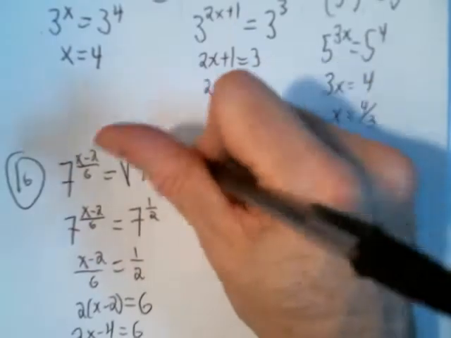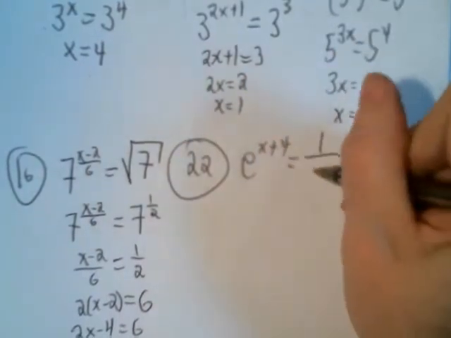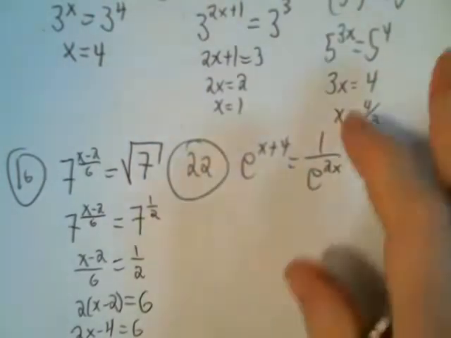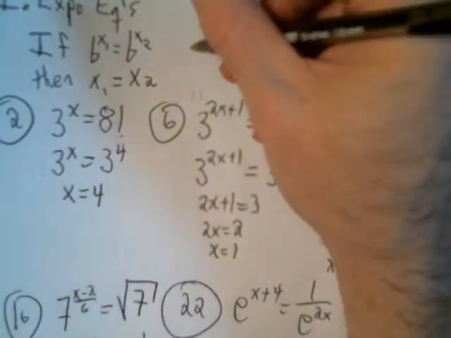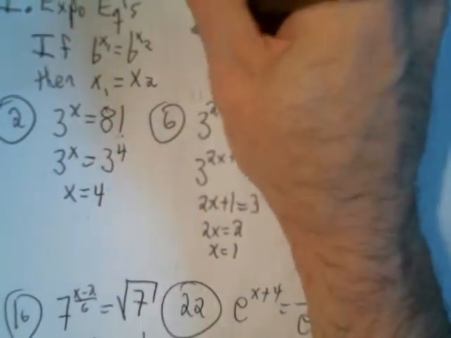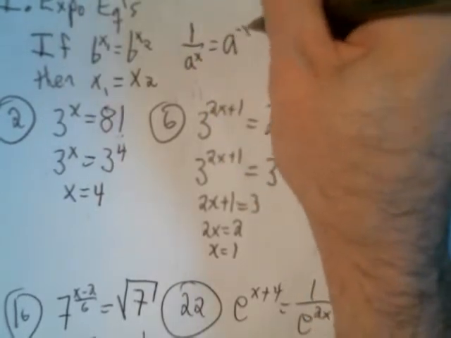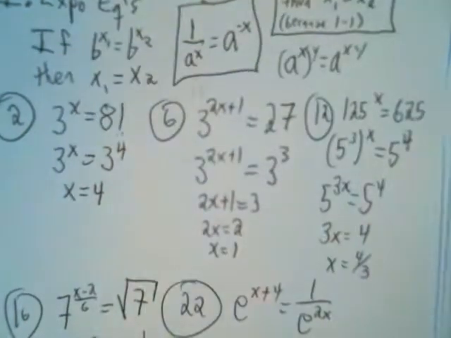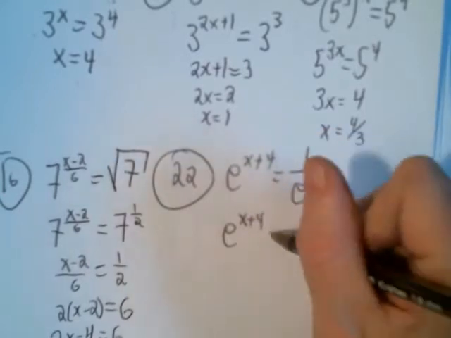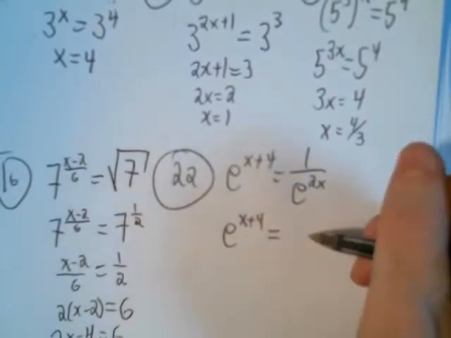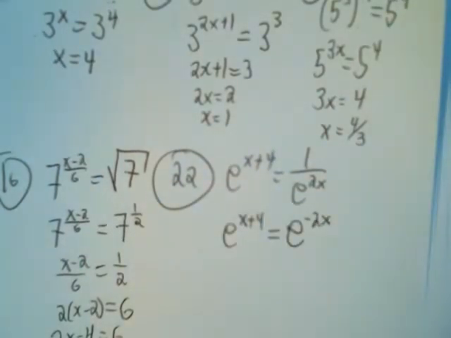Let's look at 22. We got e to the x plus 4 equals 1 all over e to the 2x. And so again, you're trying to get these bases. So this time, the exponent rule we're kind of going to need is the negative exponent rule. So if you have 1 all over a to the x, you can rewrite that as a to the negative x. Okay. Sorry, I'm rewriting the right-hand side. 1 over e to the 2x is e to the negative 2x.